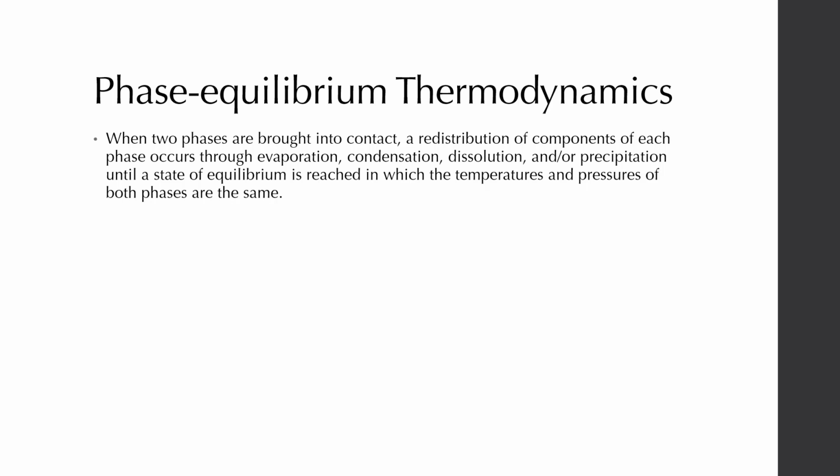So phase equilibrium thermodynamics is when two phases are brought into contact. A redistribution of components of each phase occurs through evaporation, condensation, dissolution, and or precipitation until a state of equilibrium is reached in which the temperature and pressures of both phases are the same.